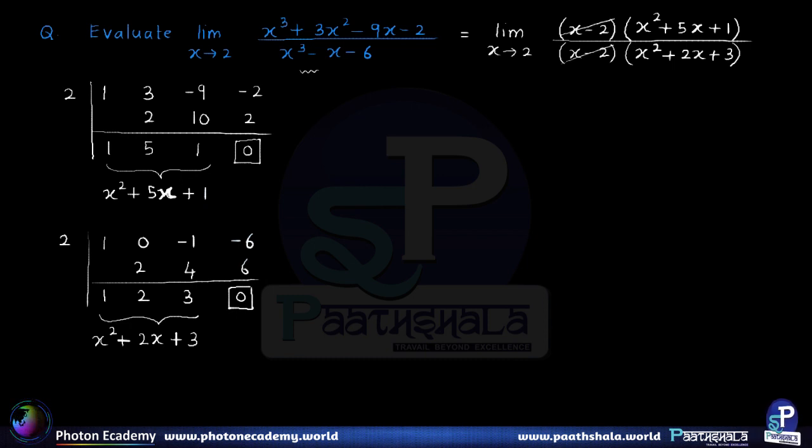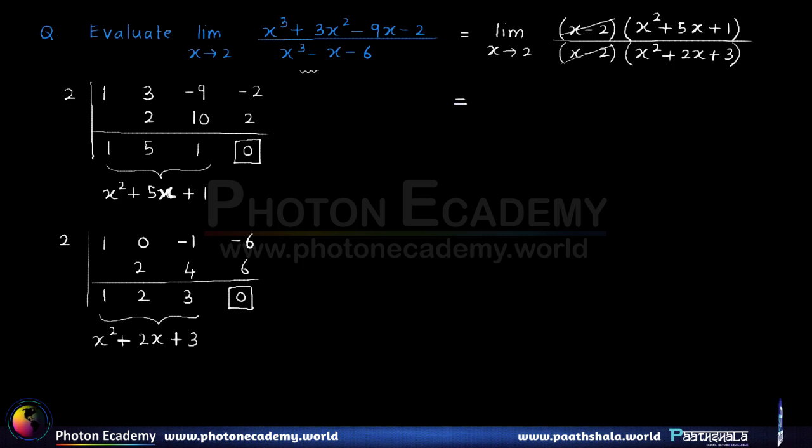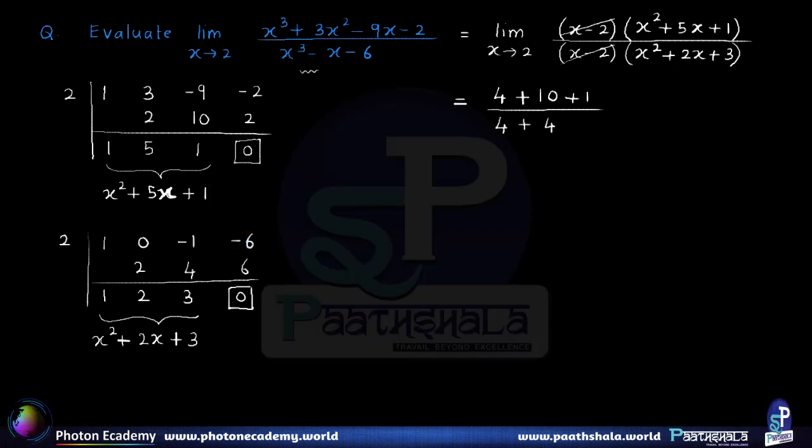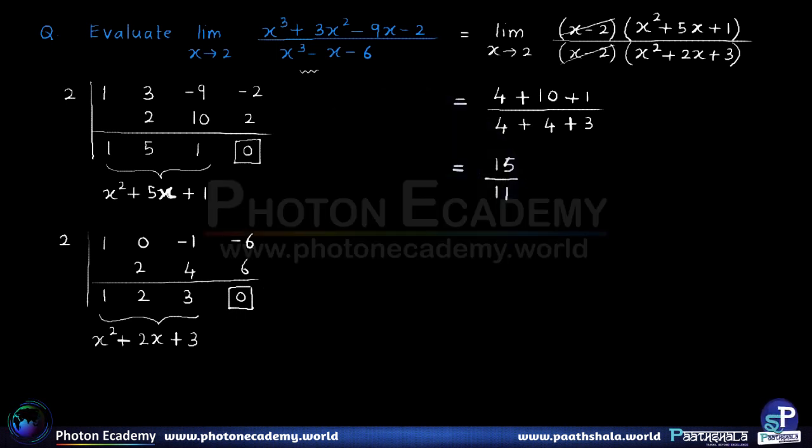So here also we cancel out now the factor of x minus 2, and in the remaining expression now we can directly put x equal to 2, and that can be calculated even orally. So 2 square is 4 plus 2 5s are 10 plus 1, and in the denominator we have 2 square 4 plus 2 2s are 4 plus finally 3. So that gives us numerator is 15 and denominator becomes 11. So that is the limit. So this is how we use the factorization method.